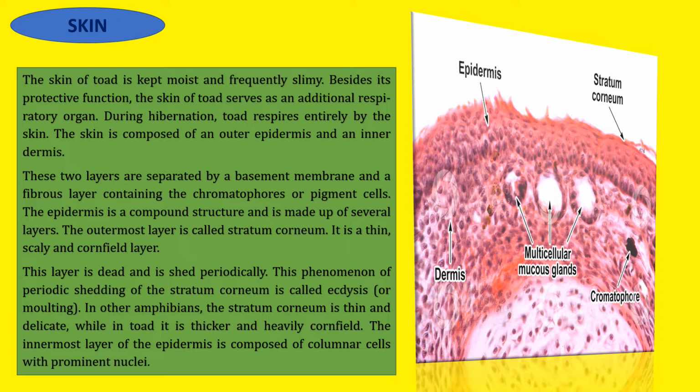So first we are starting with the structure of skin, external structure as well as internal structure. The skin of toad is kept moist and frequently slimy. Obviously moist because toads are amphibians. Generally amphibians live in water in their life cycle at least till the larval stages. So their skin should be moist and they can swim also.